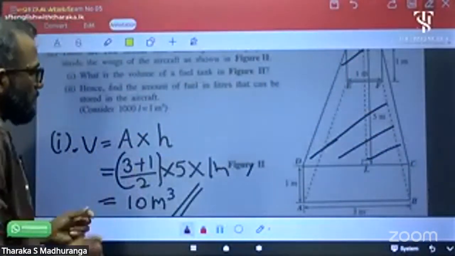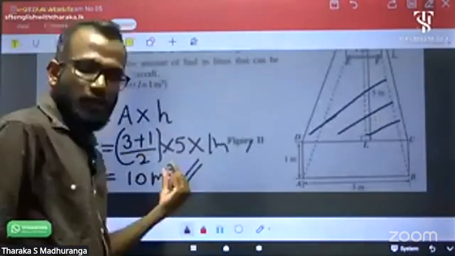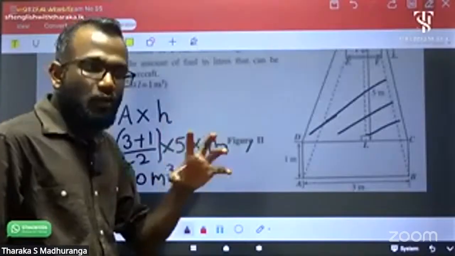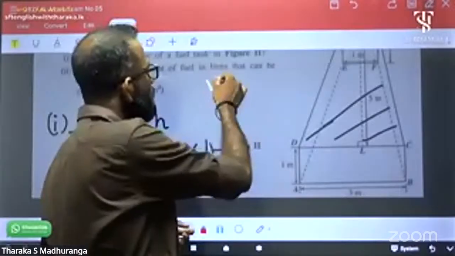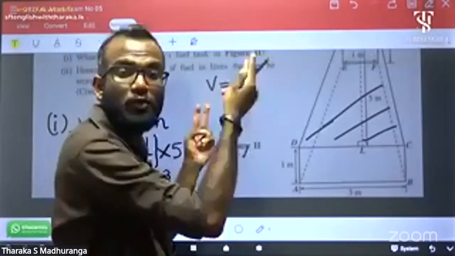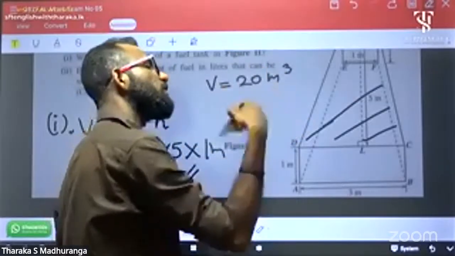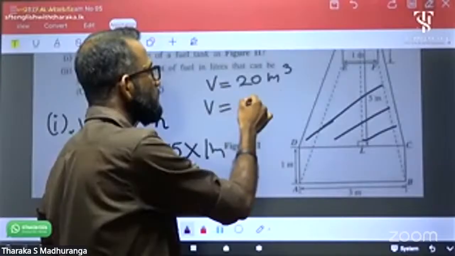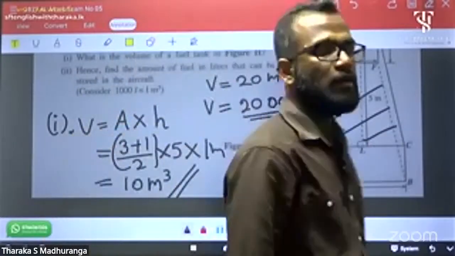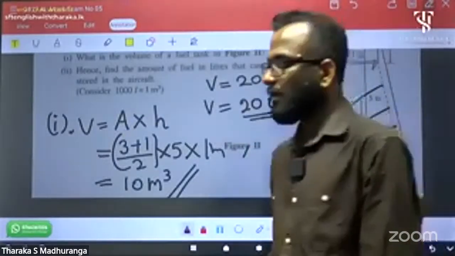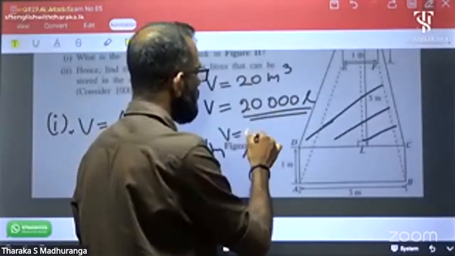Okay, now what is the total volume in cubic meters? Total volume equals 20 cubic meters because there are two tanks. 1 cubic meter equals 1000 liters. Then the volume in liters is 20,000 liters. 20 kiloliters.